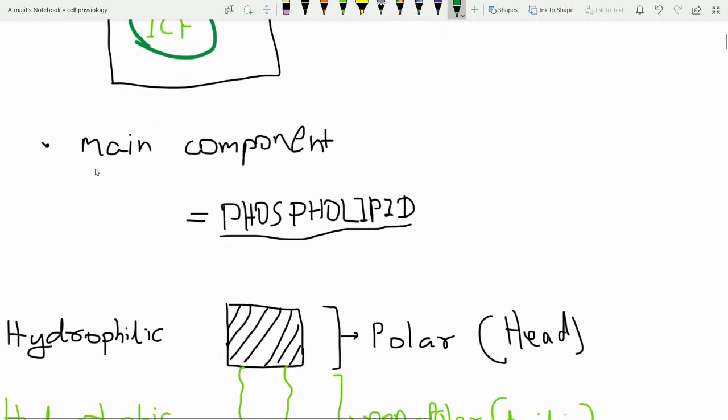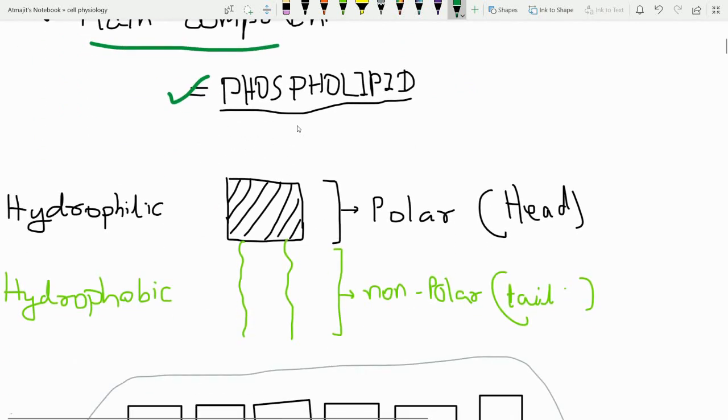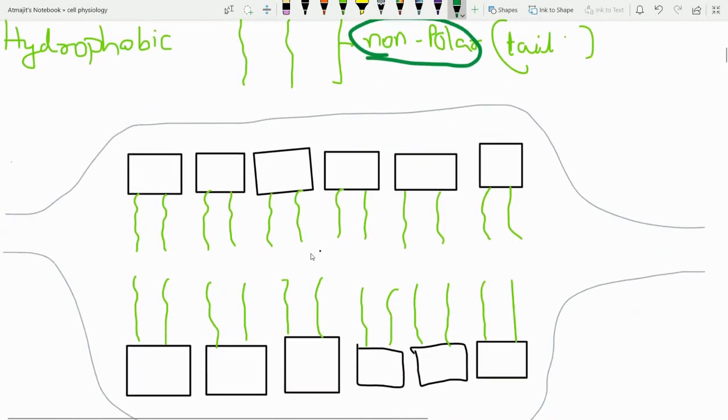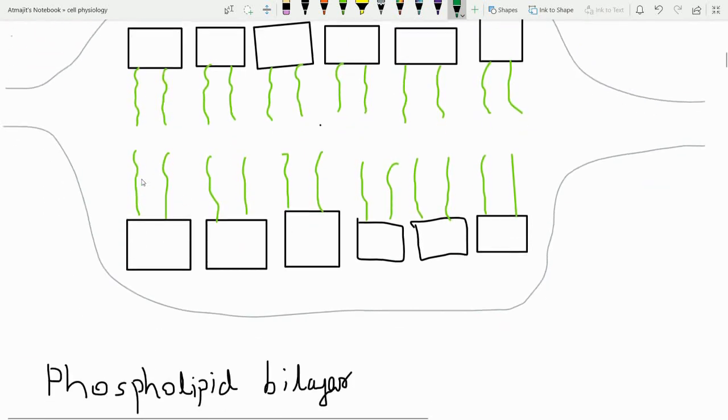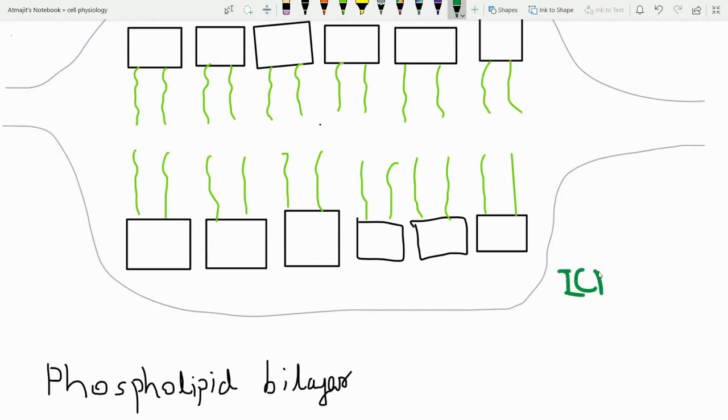The main component of the cell membrane is phospholipids, and the structure of a phospholipid is one hydrophilic head and a hydrophobic tail. The hydrophilic heads are polar and the hydrophobic tails are non-polar, and the structure is like this. The hydrophilic heads are towards the external extracellular fluid and the other hydrophilic heads are towards the intracellular fluid.